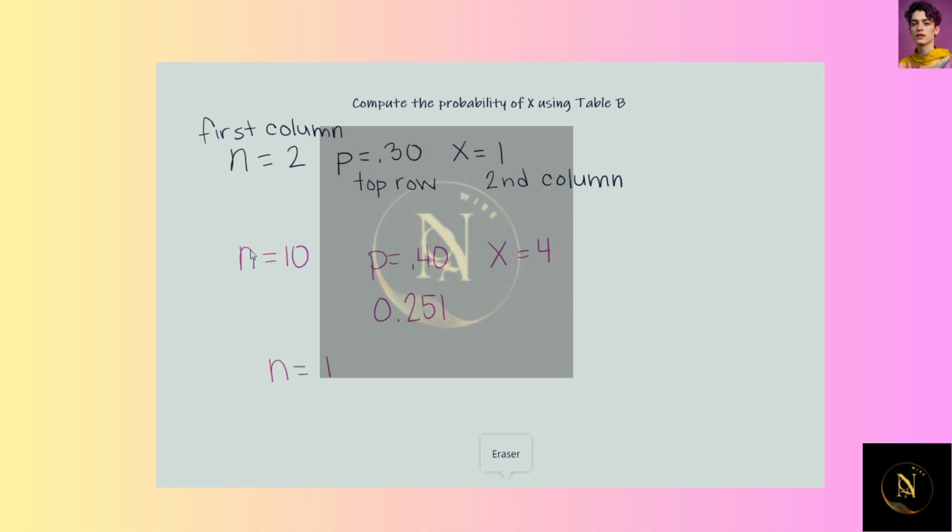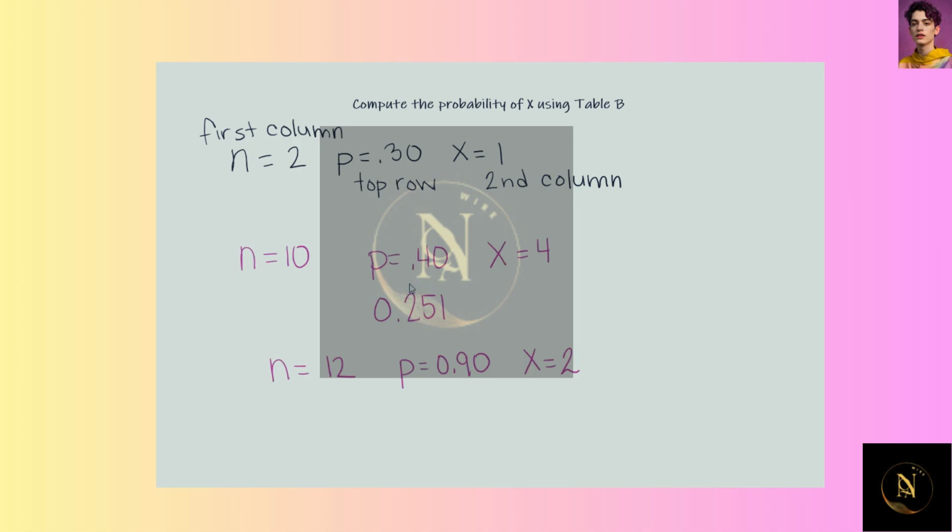The last example says n equals 12. The probability is 0.90, and x equals 2. When you look at this example, you see that you can find n equals 12. When you go down to there and then look over at 0.90 and find x equals 2, you see that it's not on the chart.